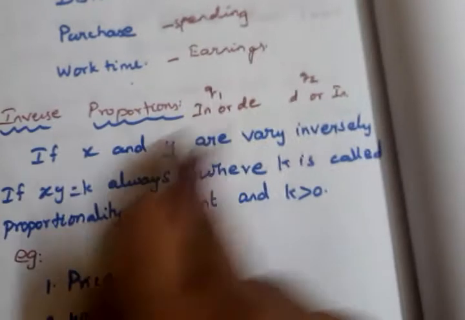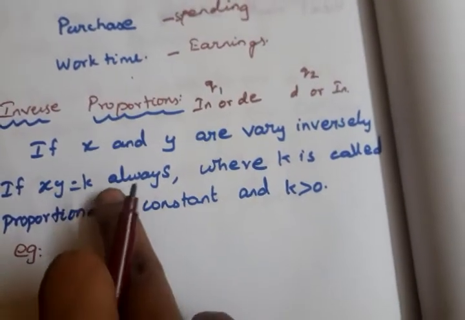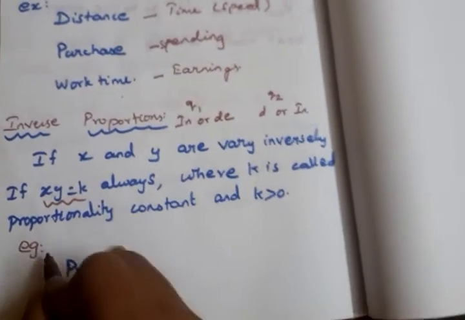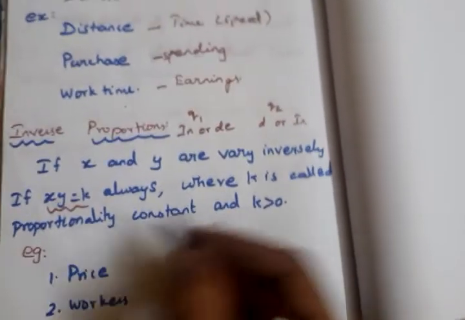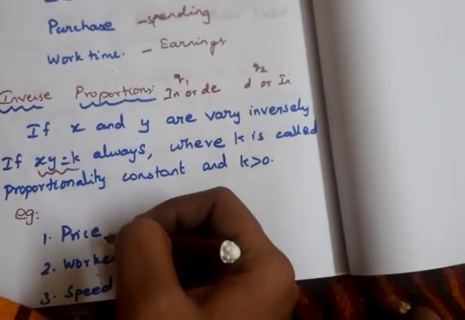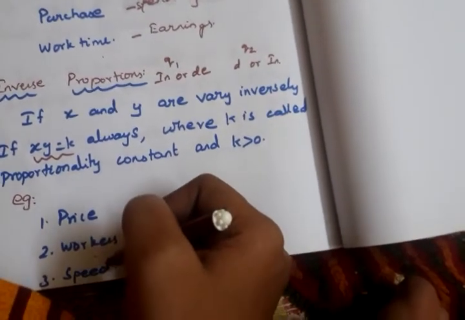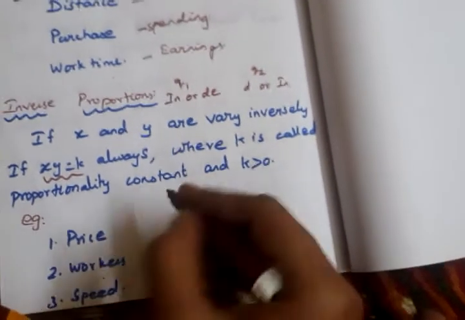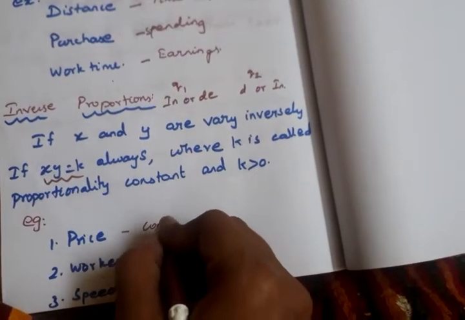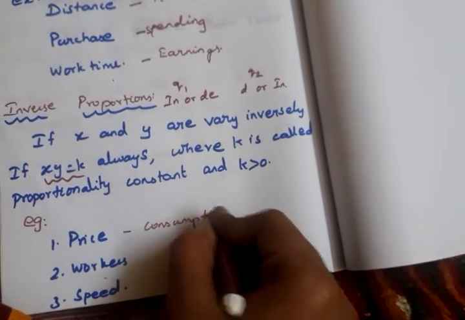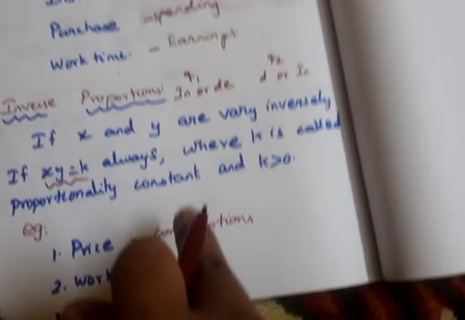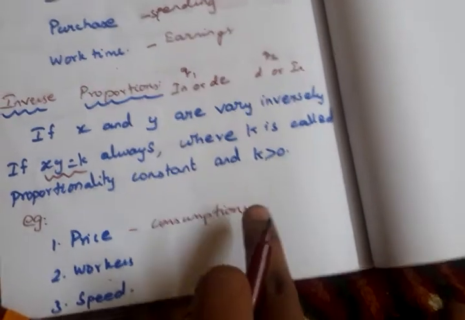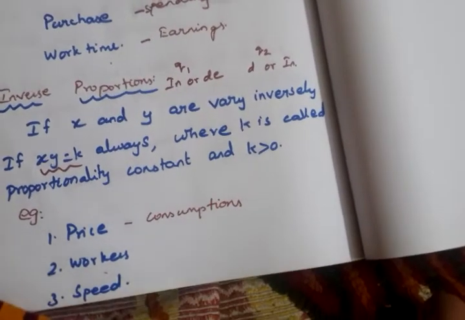If x and y vary inversely, xy is equal to k always, where k is called a proportionality constant, k is greater than 0. For example, price and consumption, workers and time, speed and time. Price means consumption: if the price of a consumable product increases, then naturally consumption will decrease, and vice versa.